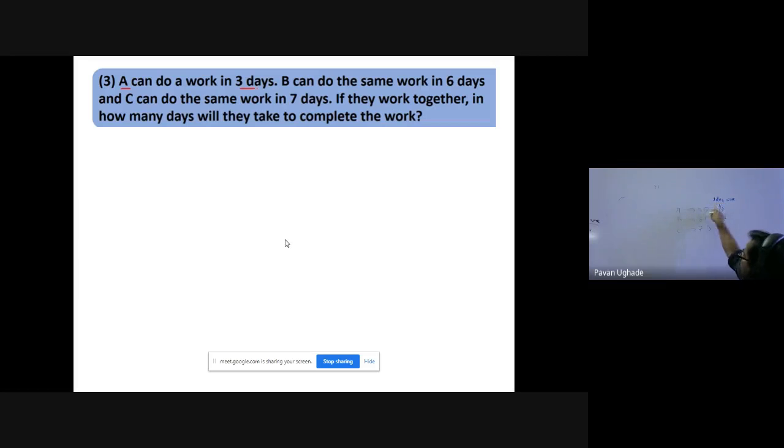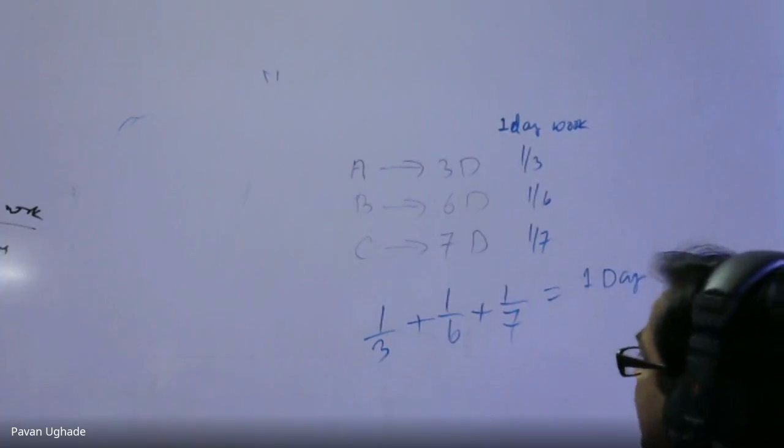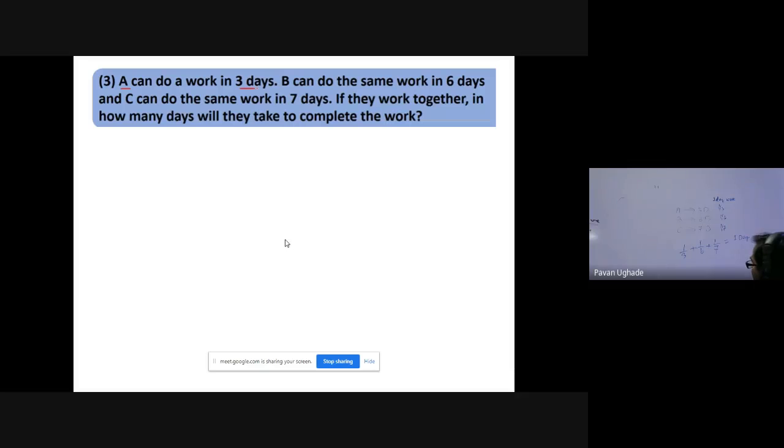I know how much work each does in one day. A does 1/3. B does 1/6. As well as if C wanted to work, he will perform 1/7 of the work. This is the total for 1 day. Okay, so can you just calculate the LCM? I think it will be 6 times 7, which is 42.